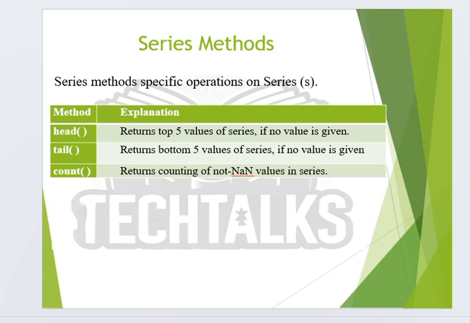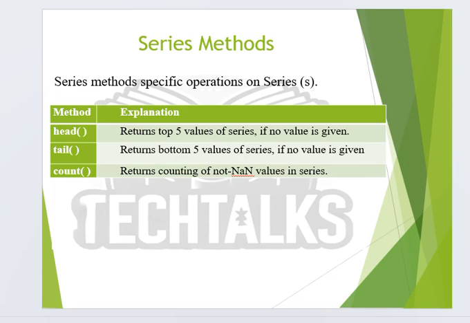So if you have to display the top 5, you can say values of series, we go with head. No parameter to be passed. Inside head it is going to give 5 values by default. Same is the case with the tail. If tail is only mentioned without any parameter to it, it is going to give you the 5 bottom values of the series if no value is given.